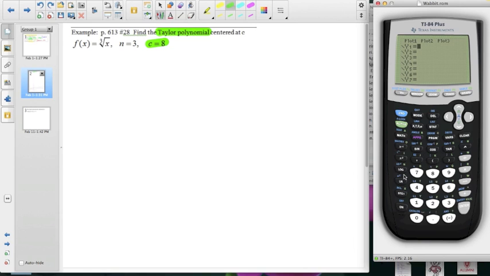Where's my cube root? I think it's under math. Yes, it is. Here we go.